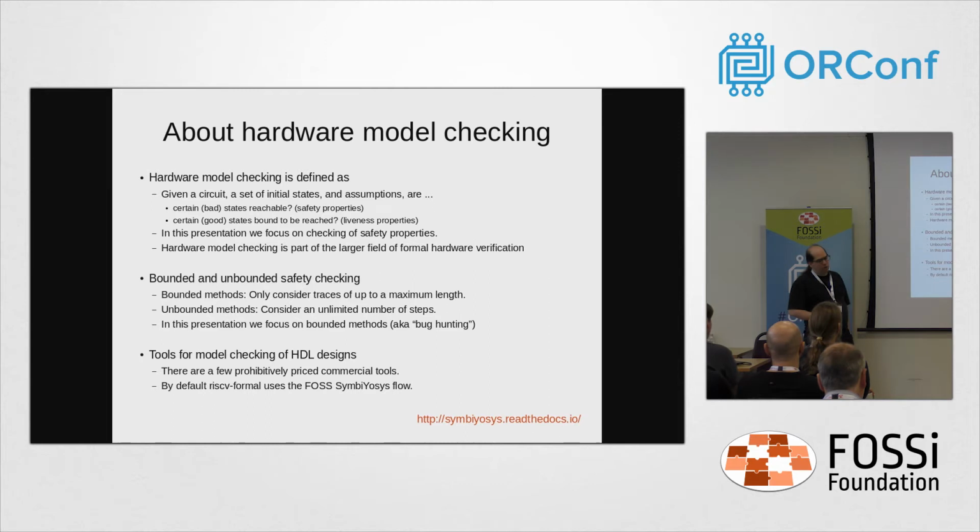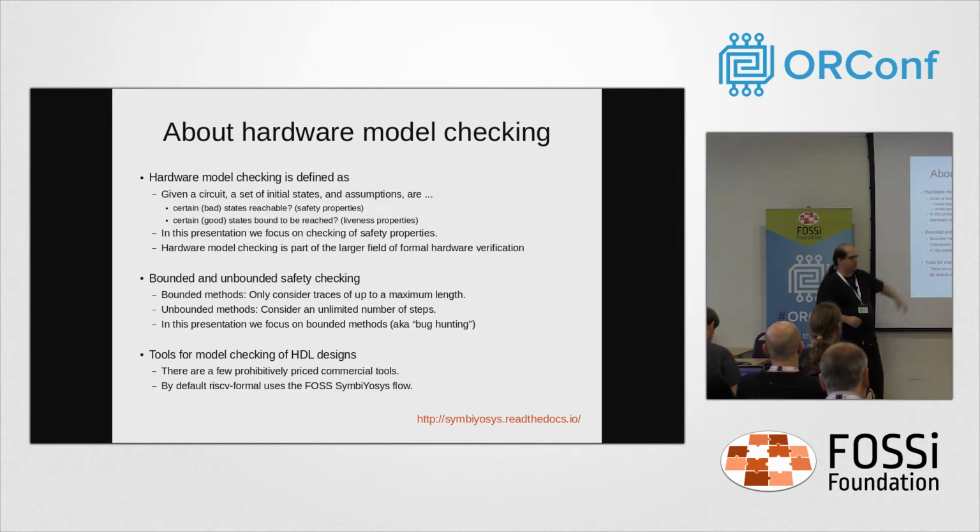Another part of hardware model checking is checking for liveness properties. Liveness properties means checking that a good thing that we want to happen is bound to eventually happen, and that there is no way for the circuit to somehow get stuck or freeze, and therefore never reach this good state. However, in this presentation, we will look pretty much exclusively at safety properties. But I think it's important that you know that safety properties are not everything in hardware model checking. There's another aspect to it as well.